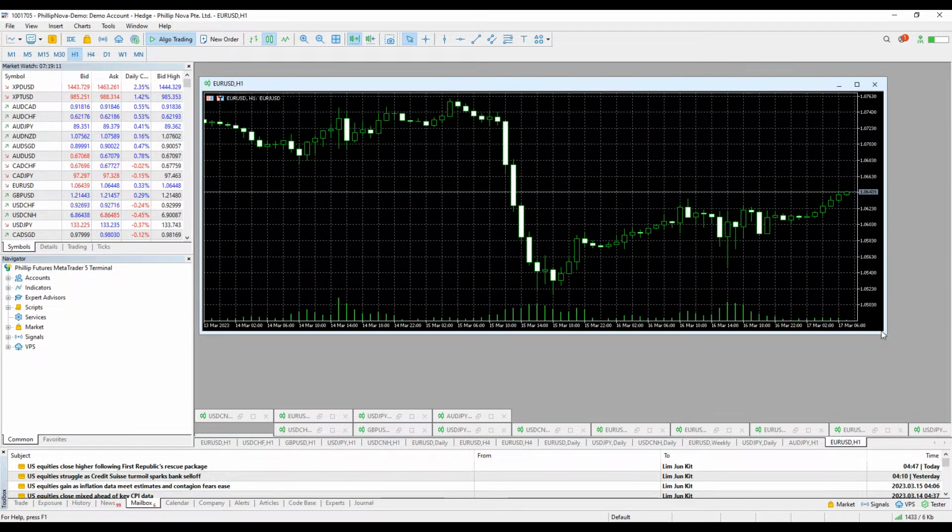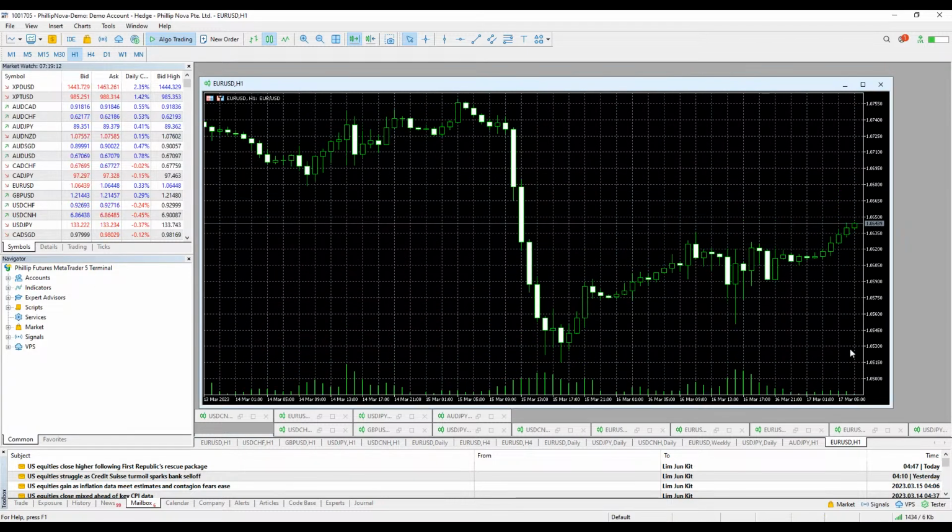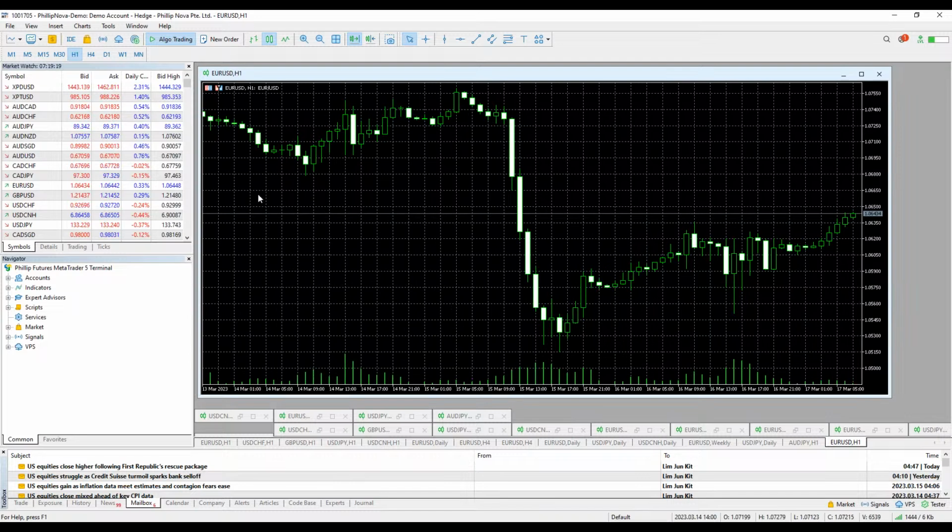What I have here is a euro dollar, but it really doesn't matter what chart. I'd like to first demonstrate how you can access the Acuity Signal Centre trade idea. It is by going to your navigator panel right here, and you go to expert advisor. Once you have downloaded these two tools that I was talking about, you'll be able to see them under this expert advisor.